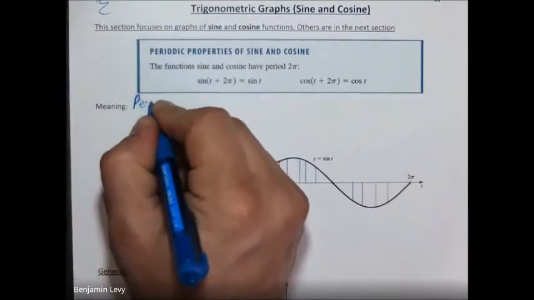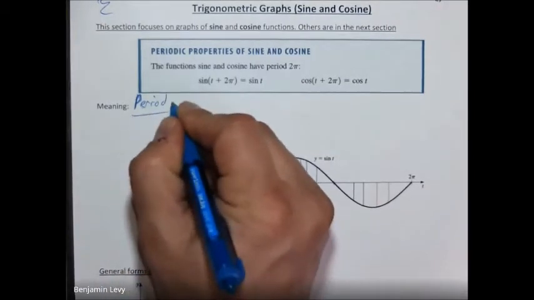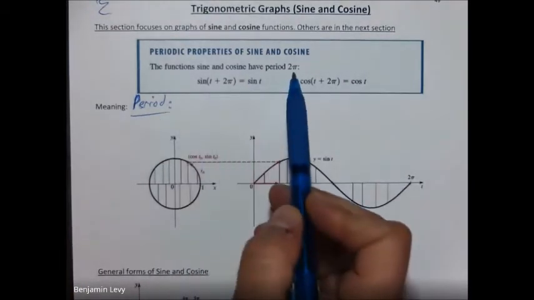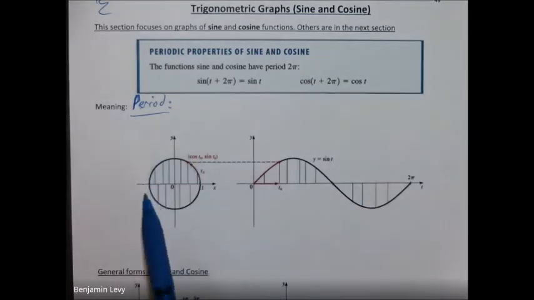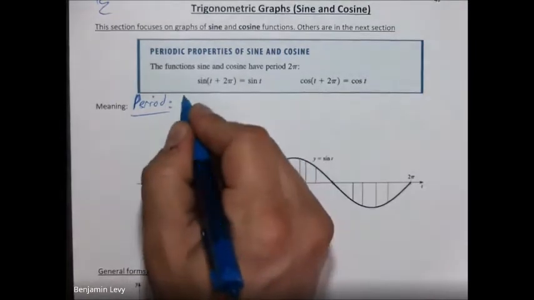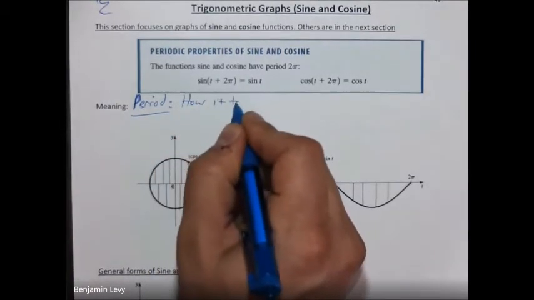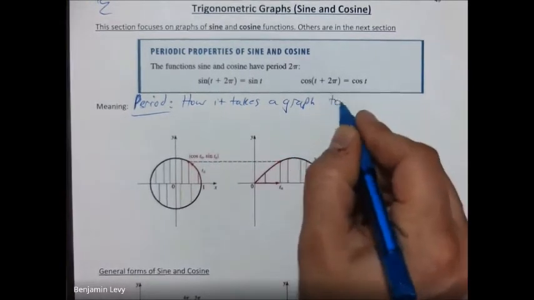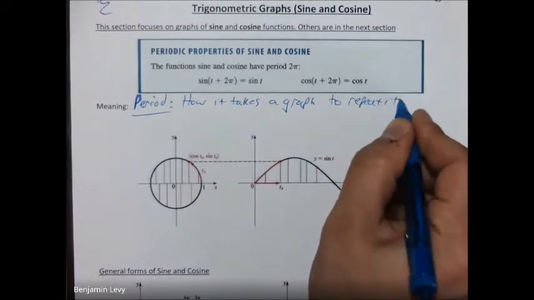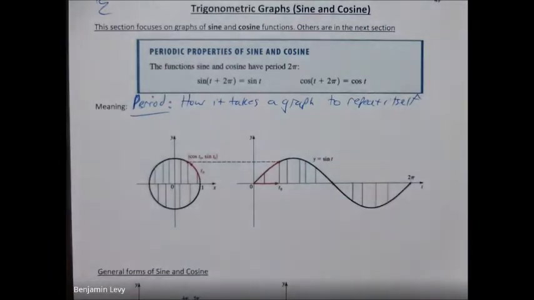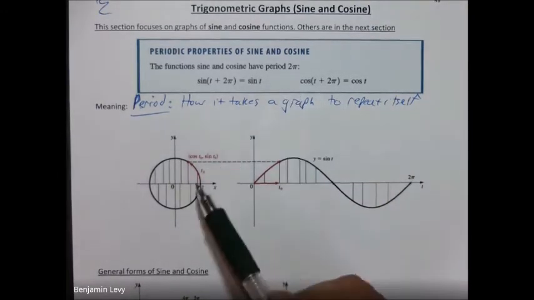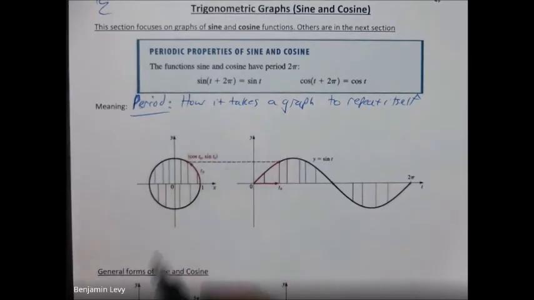The word period in mathematics, or something that's periodic, means something that repeats, right? If something's periodic, it repeats itself. So when we say something is period 2 pi, that means it takes 2 pi units to repeat. And we know that the unit circle is 2 pi distance, right? A period is how long it takes a graph to repeat itself. So the period of a graph is how long it takes to repeat. So 2 pi units in this case, because the unit circle is 2 pi all the way around. We should definitely have that in our brain by now.